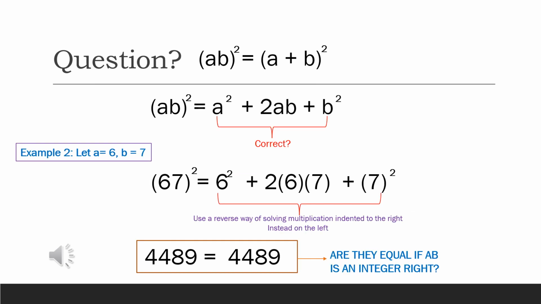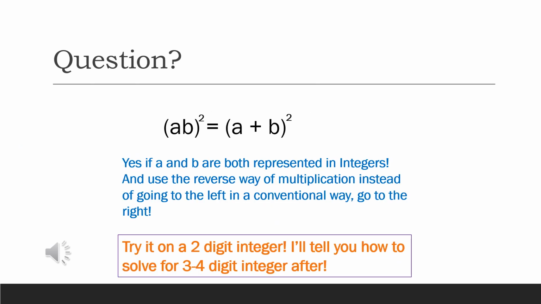So both equations equal 4,489. Are they equal if A and B are integers, right? So if A and B are both represented in integers, they are equal. Use the reverse way of multiplication. Instead of going to the left in the conventional way, go to the right. Try it by yourself, and then I'll tell you how to solve the 3 to 4 digit integers after.